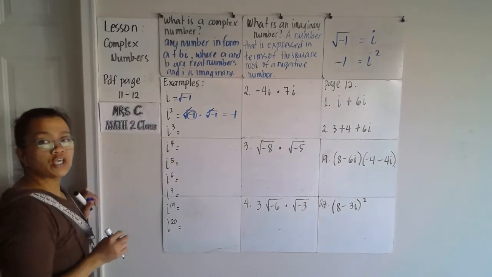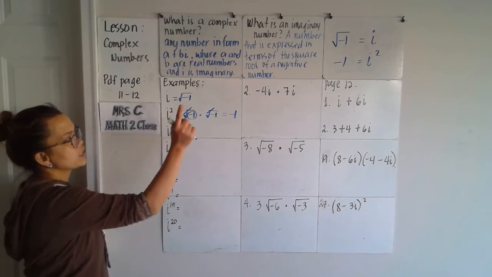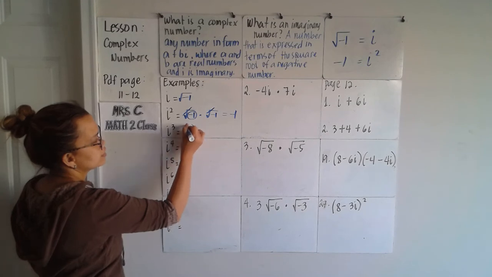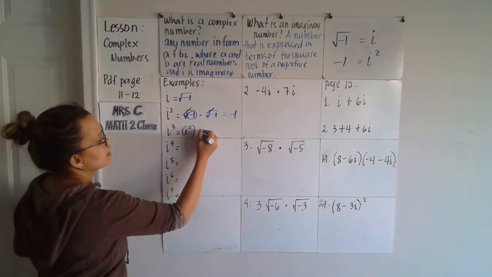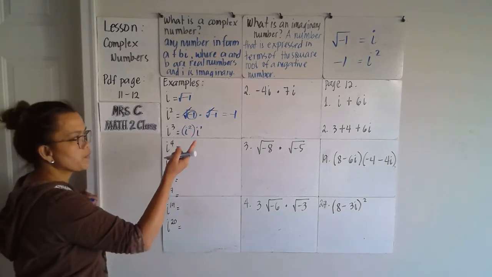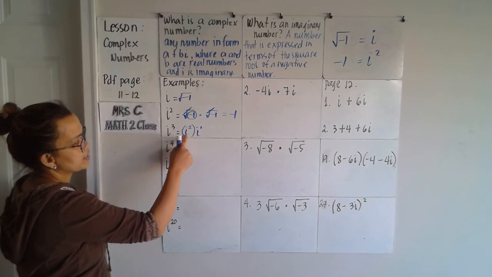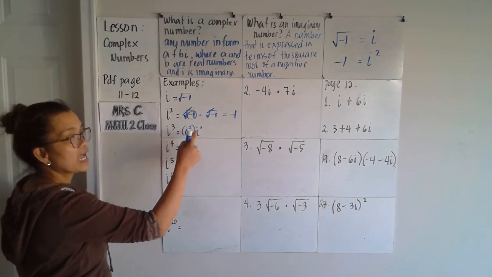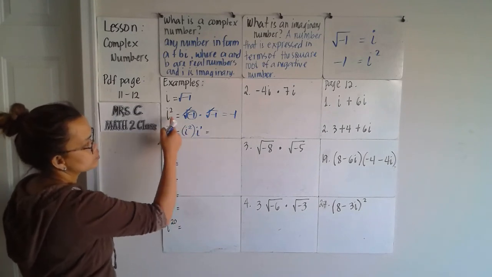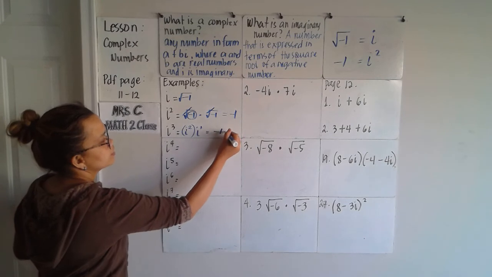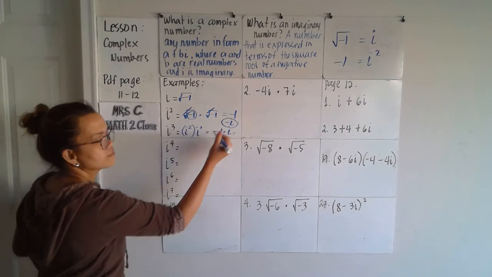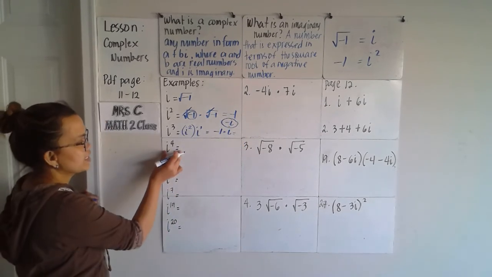All right, let's do the cube. Now we know that i squared is equal to -1, so we split this into i squared times i to the 1. By the rule of exponents, i squared times i to the 1 would be i cubed, since they have the same base. Since i squared is already -1, just multiply it by i, so the answer is -i. You got it? Simple, right?